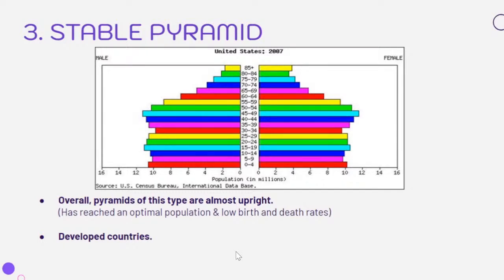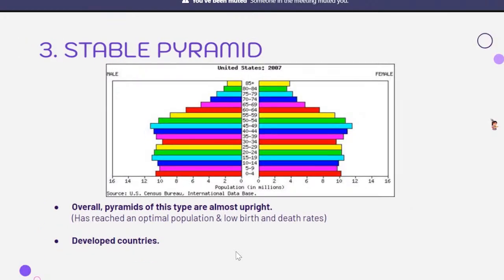The pyramid also has a convex slope. This means that there are many adults with an average age between 25 to 55 years old. With this, the country will acquire sufficient manpower to develop the country's economy. This shows that a country has reached the optimal level of population, such as the US and other countries. Let's go to the next slide.